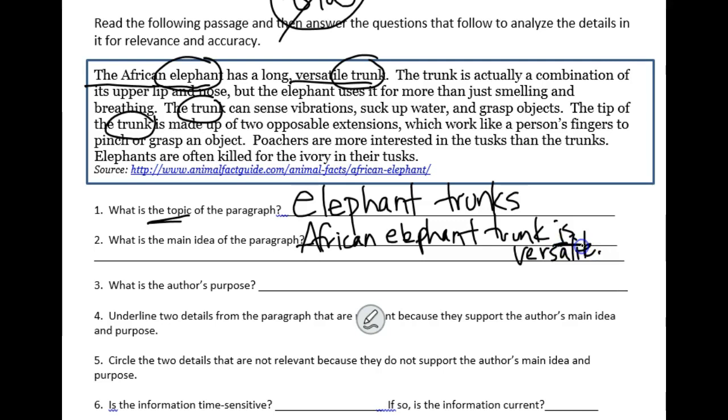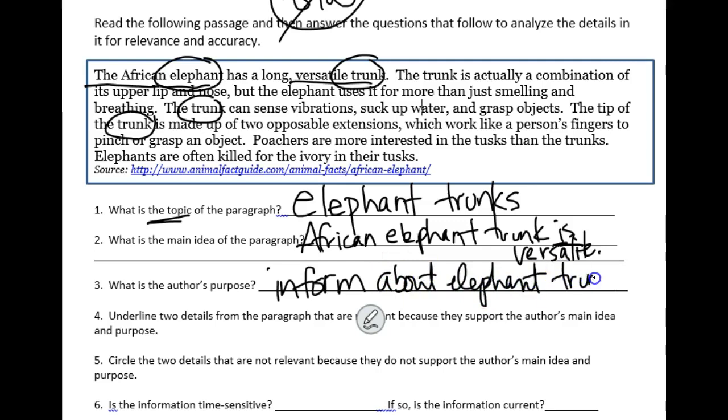That should be a T. Sorry. What is the author's purpose of this? If you just read it, they're telling you about the African elephant trunk. Are they trying to just inform you about it, persuade you to do something, in which we need words like convince, or entertain you with a story? So what's the purpose? And it kind of just looks like information. So we'll say the purpose is to inform about elephant trunks.